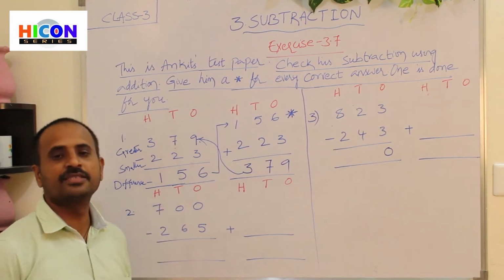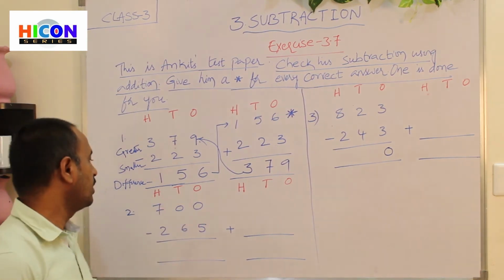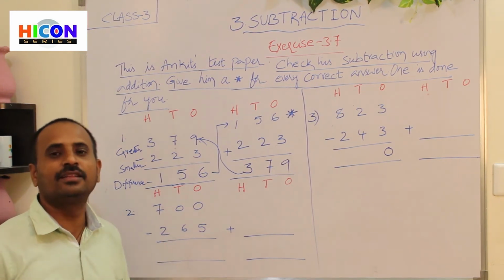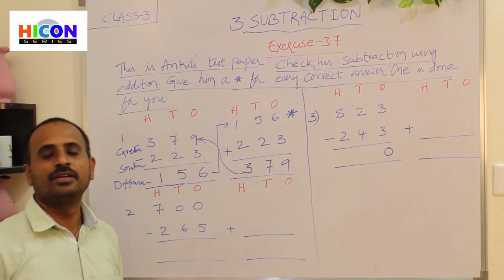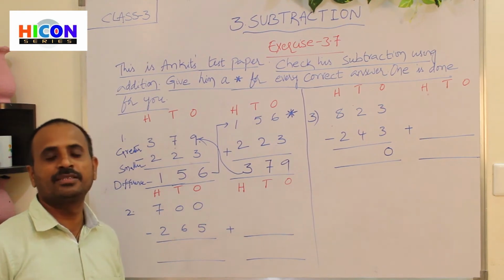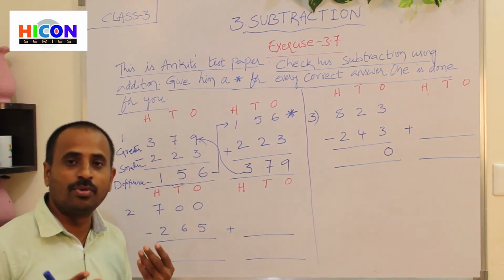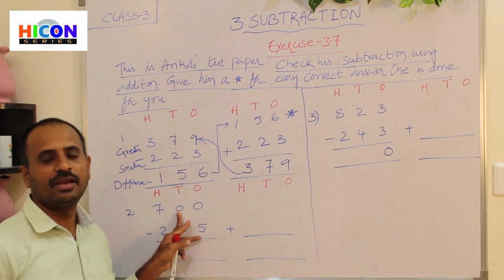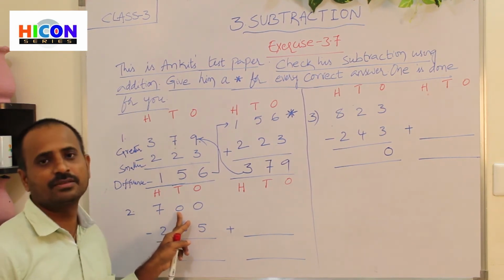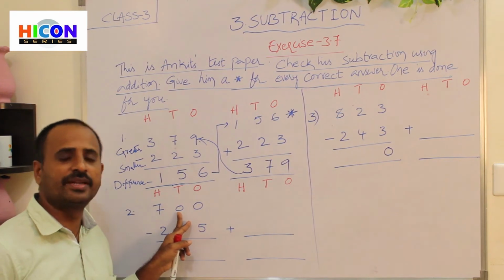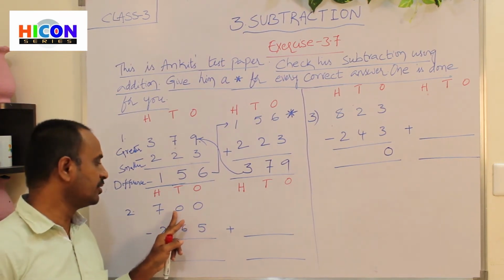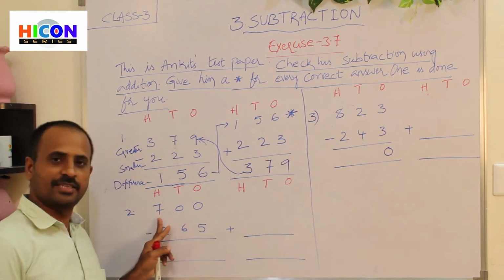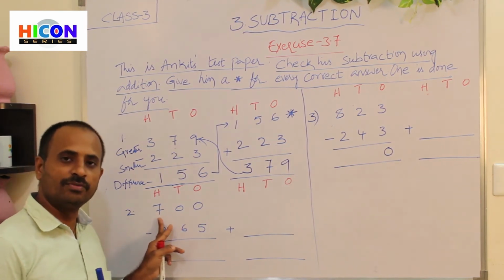What is its next place? Tens place. So how many tens are there? 0 tens. That means there are 0 tens in the tens place. Then we cannot get borrow from the tens place because there are no tens in the tens place. So if there are zeros in the next place, then go to next place. What is the next place? Hundreds.